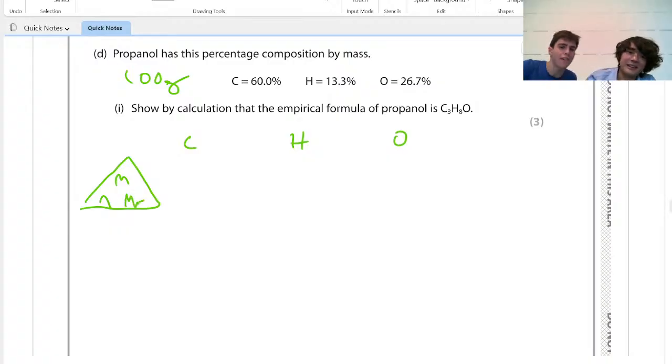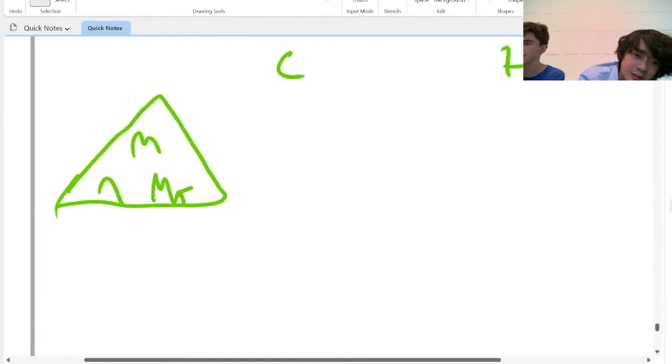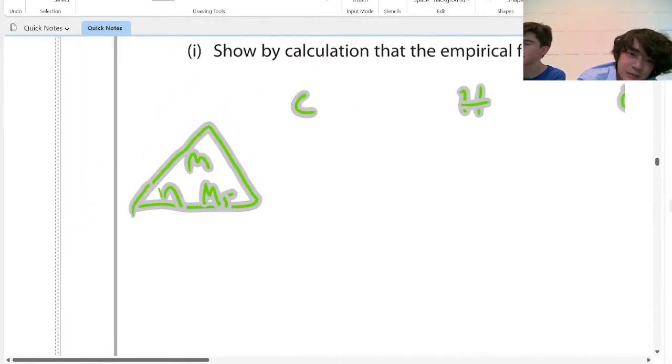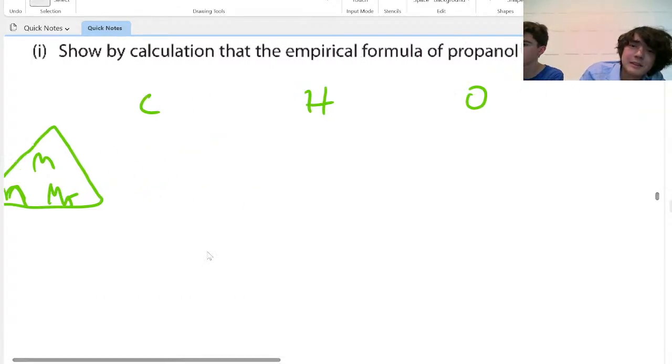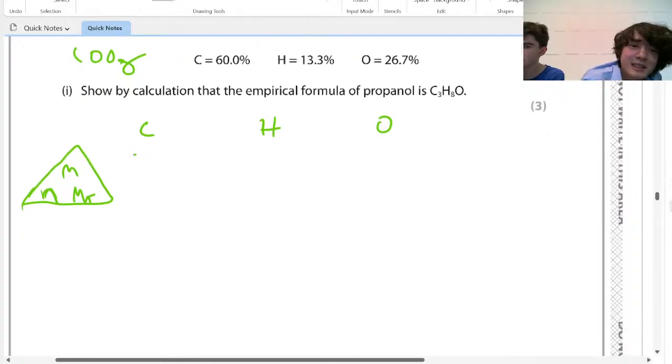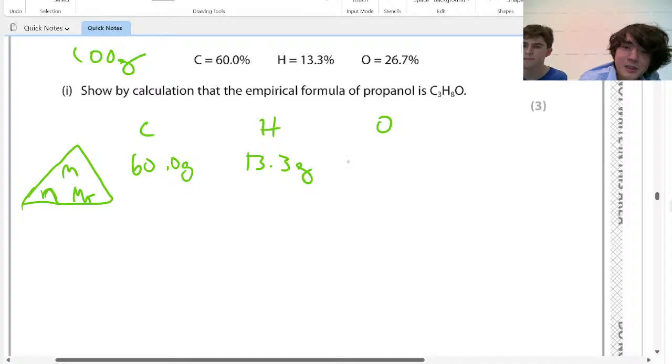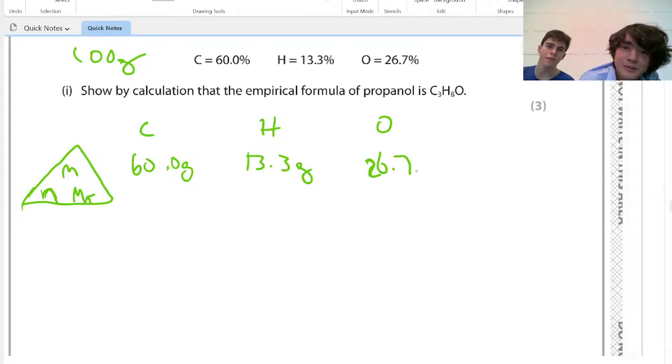So this is the equation you need to know: n times Mr equals mass. 60 grams, 13 grams, 26.7 grams.